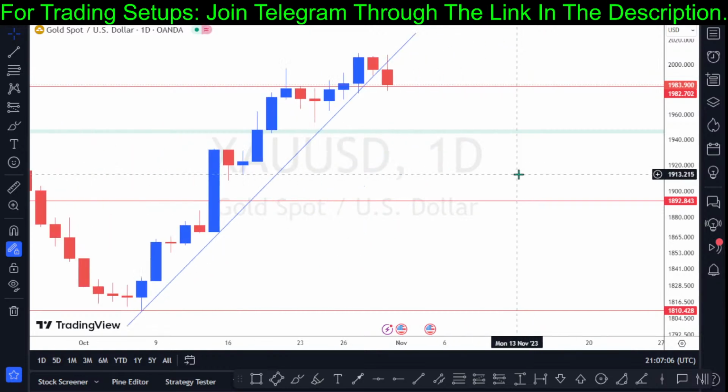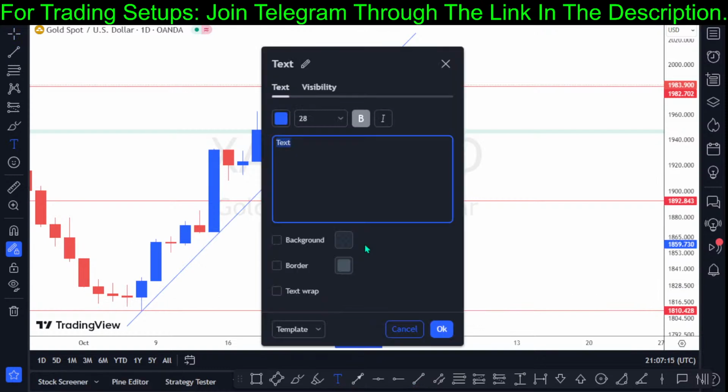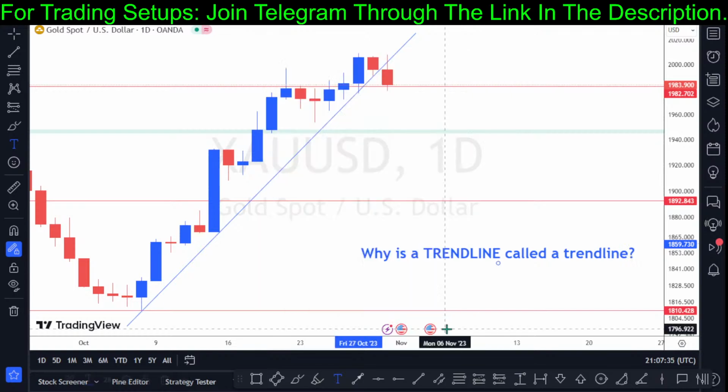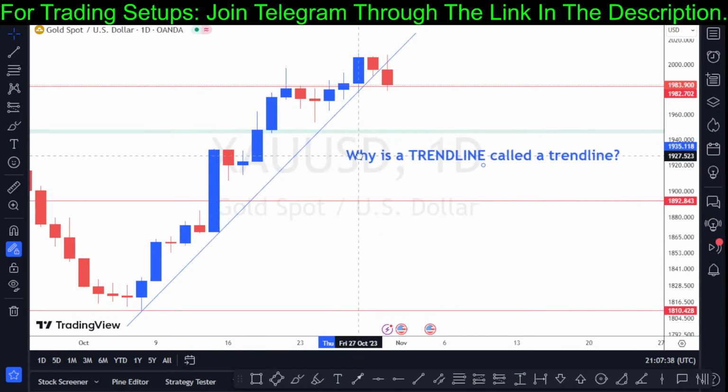I don't know, maybe you guys understand this. Why is a trend line called a trend line? Let me ask the question on the screen. Why is a trend line called a trend line? I need to ask you guys this question because most of the time traders use trend lines the wrong way.